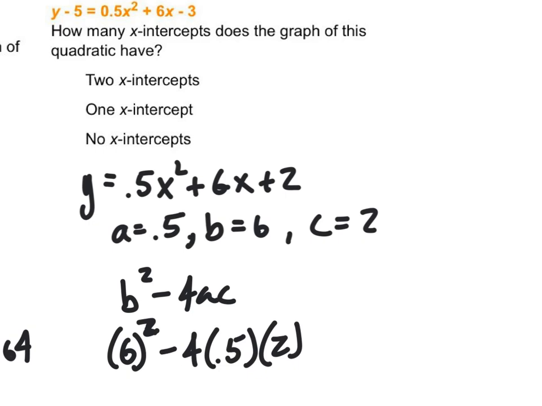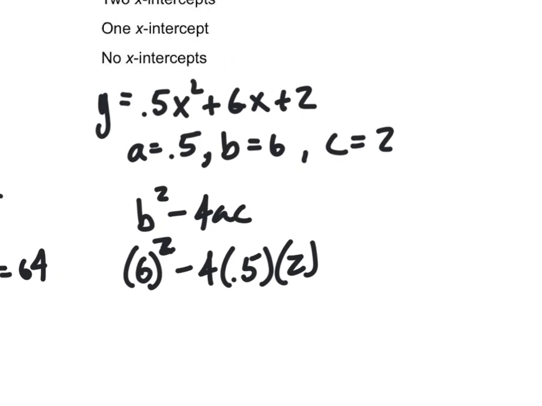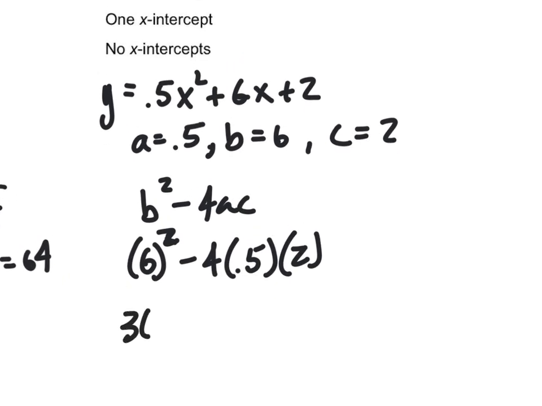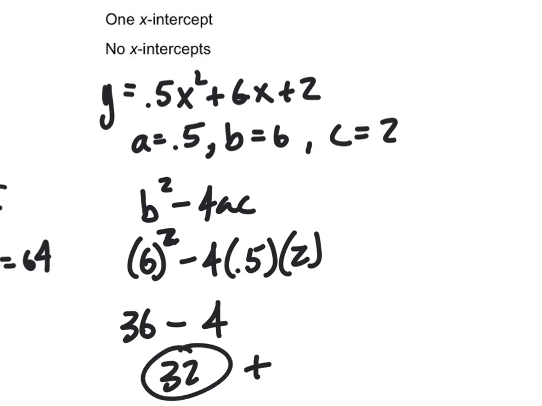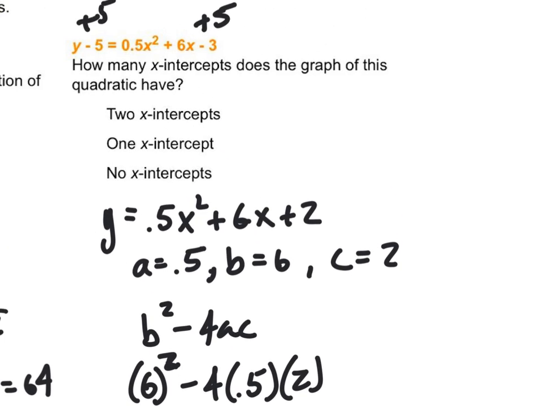So this is going to give me 36 minus, if I do 4 times 0.5 and then times 2, that's just going to give me a value of 4. So I have 36 minus 4, which is going to give me 32. This number is positive. So what this means is that because that's positive, I'm going to have 2 x-intercepts.